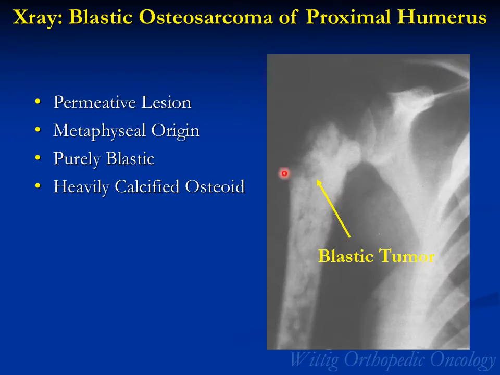And here's an example of a very blastic osteosarcoma. There's an extensive amount of calcification and bone production in this tumor. It's metaphyseal in origin, it's permeative, and it demonstrates heavily calcified osteoid. So conventional osteosarcoma can present in any of those three ways.